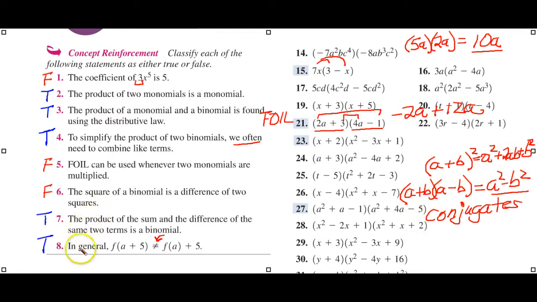Okay, and then our last one, in general. This is sort of like the distributive principle here, that you would get f of a. This part is correct, but you would also get f of 5 here, which is not what they're showing. So, since they've put the sign here, does not equal, that's why this statement is true. Okay, a little short review again, and hopefully useful.